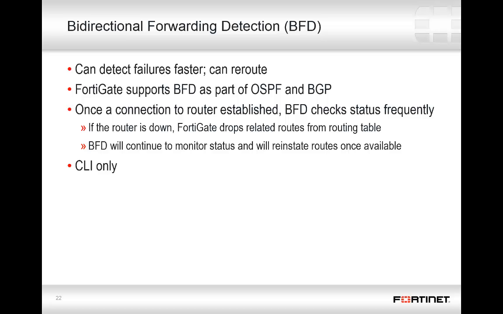Once a connection with the neighbor router is established, both FortiGate devices monitor each other to see if their neighbor remains available. If the other FortiGate does not respond, the responsive FortiGate will change routes accordingly to avoid its unresponsive neighbor. BFD can only be enabled from the CLI and only for OSPF and BGP.